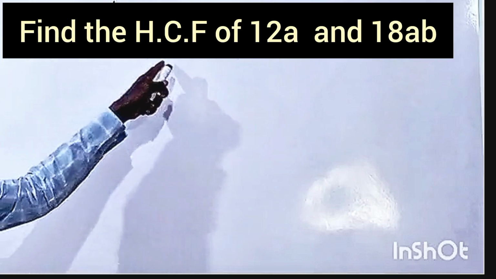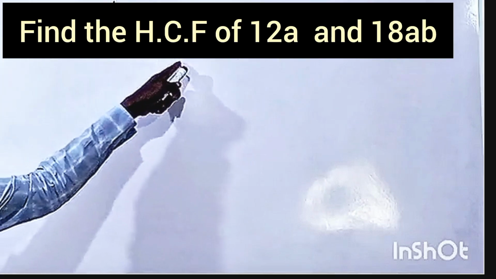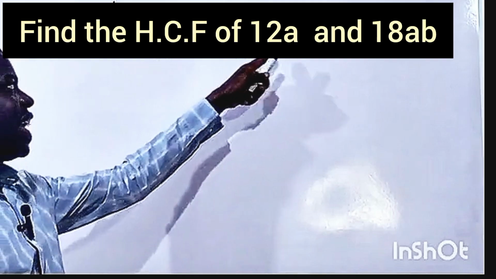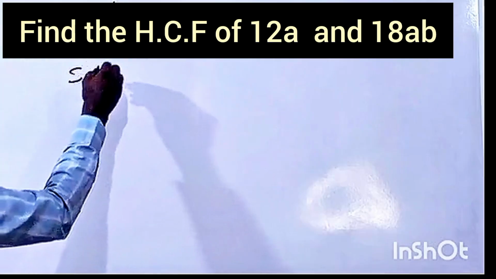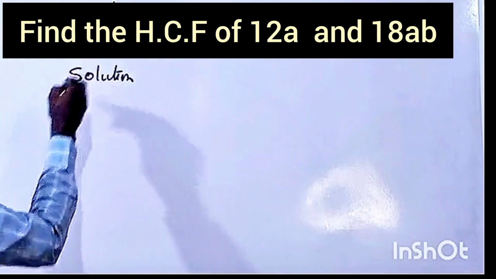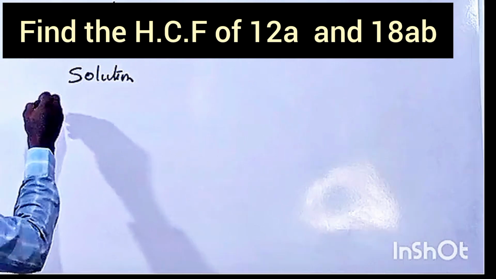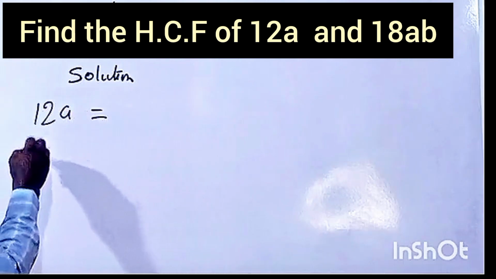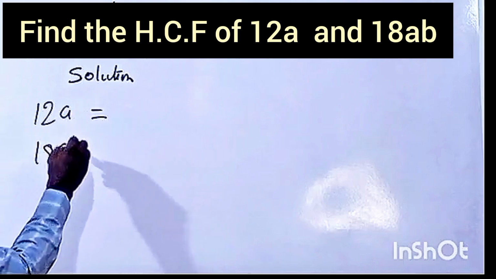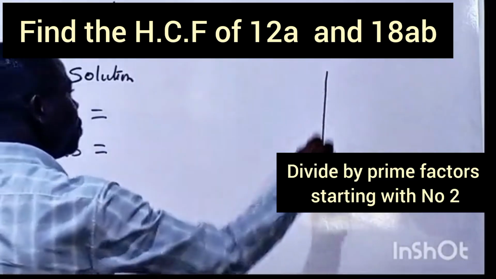Find the HCF, which is the highest common factor of 12a and 18ab. Solution. So you now write the numbers out here. 12a equal to, then the other one would be 18ab equal to. Do something like this here.